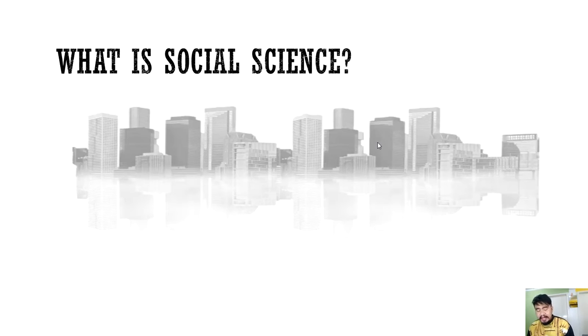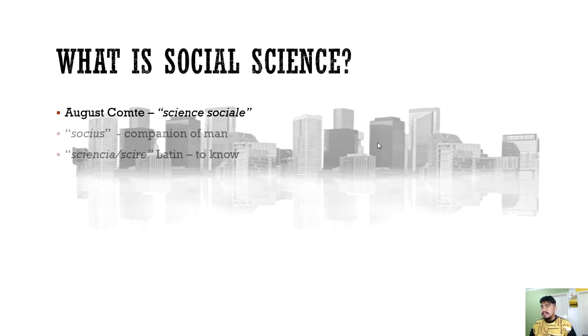Now, what is social science, by the way? Now, basically, we have to look into the etymology, no? So when we talk about etymology, we are now referring to the root words. So social sciences was termed by philosopher Auguste Comte, the father of positivism. So science social, or balik na lang din natin social sciences, no?